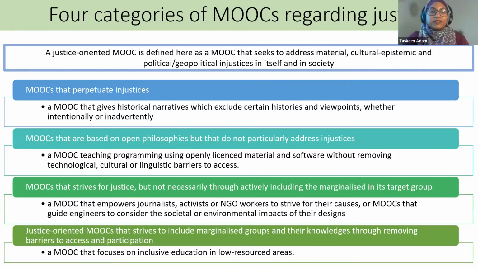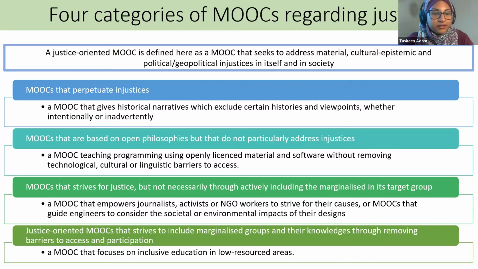So what does this mean? Let's say you have a course that guides engineers about how to consider the social and environmental impacts of their design. So this is something that's clearly going to strive to address inequalities in society, but the actual people the course is addressed to aren't the most marginalized groups. It's sort of a middleman between that. So they do strive for justice, but they're not targeted directly at including and allowing the most marginalized to participate in the space.